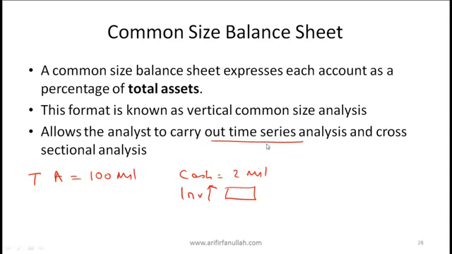Cross-sectional analysis would be where you are comparing different companies at the same point in time. So for the year 2010, you can look at how efficient companies A, B and C are in terms of using their inventory, and you can simply then look at the common sized balance sheets for the three companies for this year.